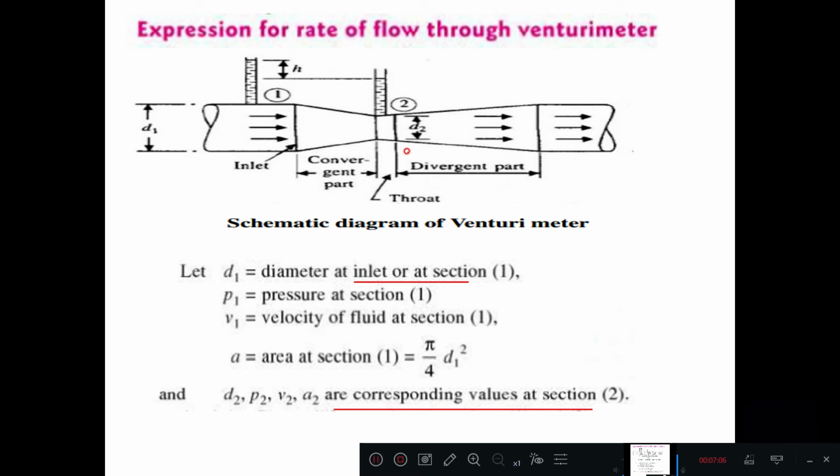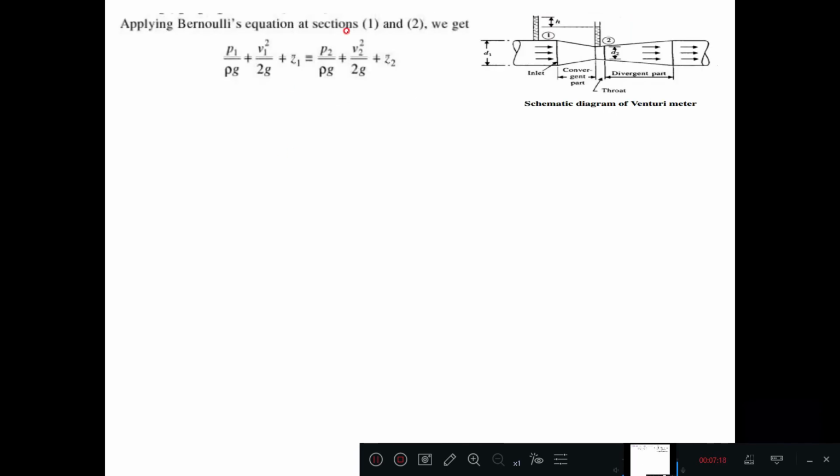Assuming that there is no loss of energy, and applying Bernoulli's equation at section 1 and 2 along a streamline, we get the energy at section 1 equal to the energy at section 2.